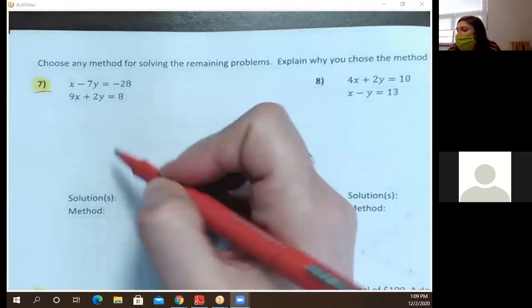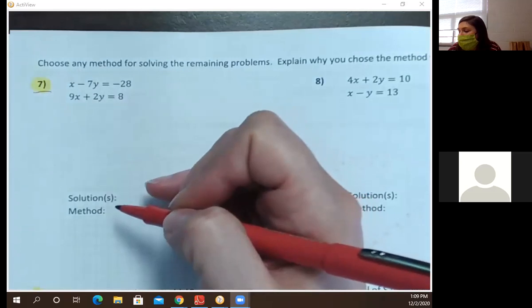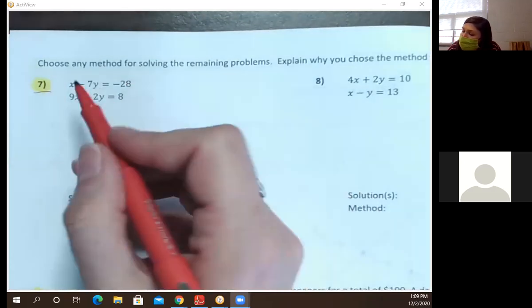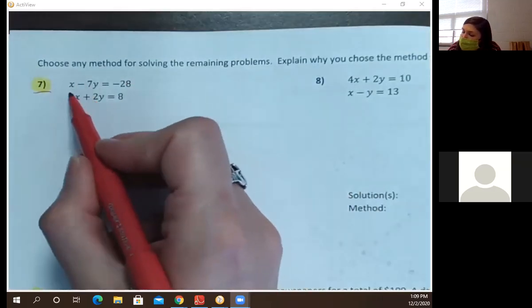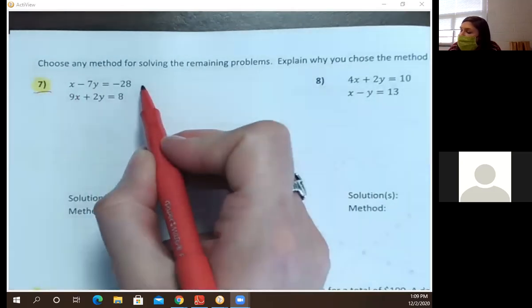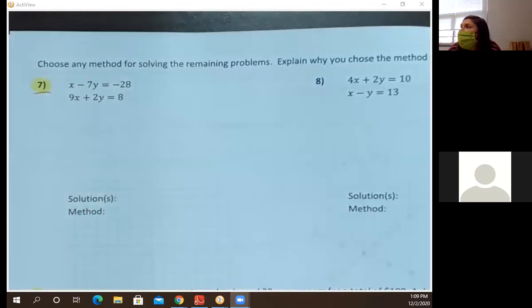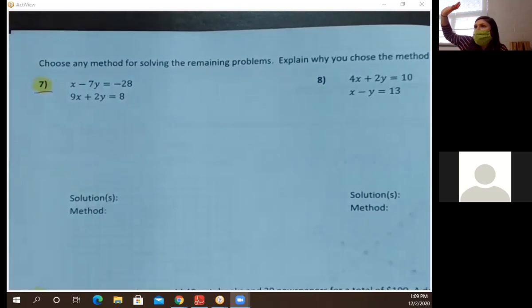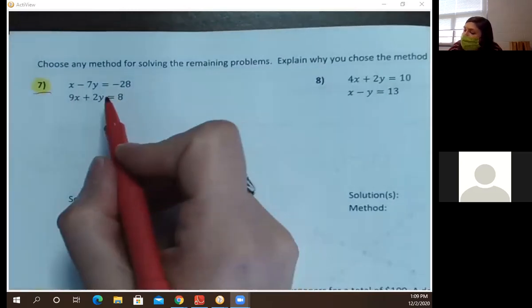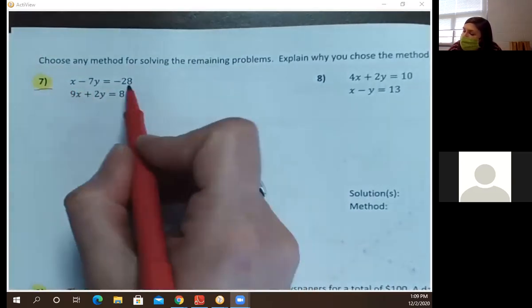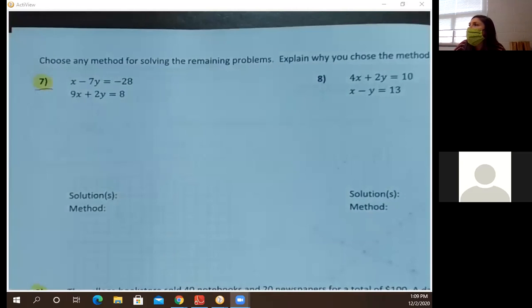So if we take a look at number 7, as I look at this, I'm thinking, well, that's just a plain old x. It'd be pretty easy to move that y term to the other side, and then I could use substitution. Anybody else looking at that thinking substitution is a good option there? A couple of us. Is anybody looking at this thinking, well, if I just multiplied the top by -9, I could use elimination?